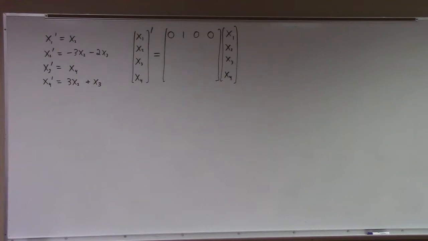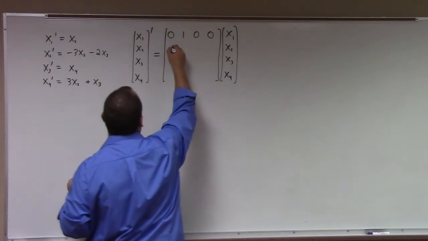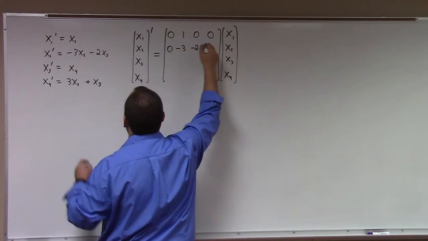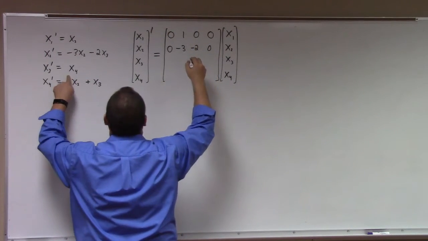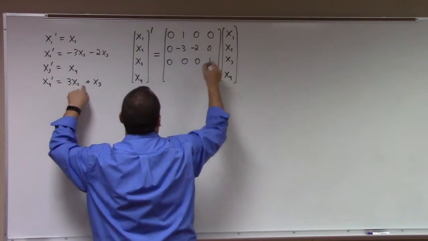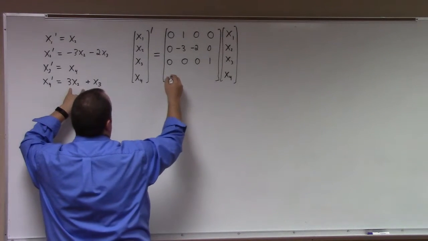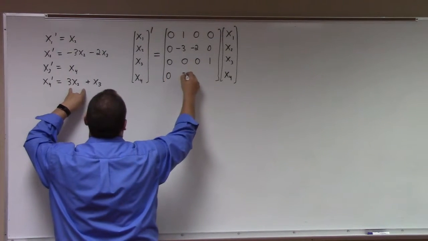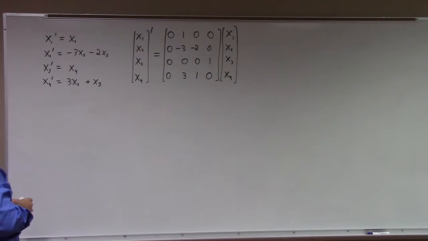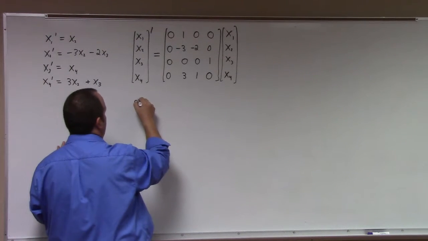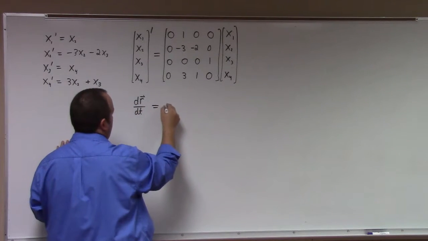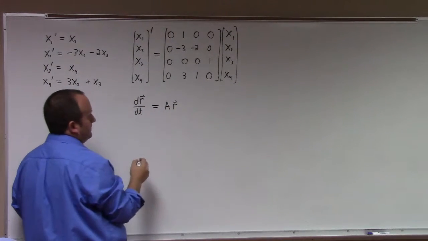The next one, we put 0, minus 3, minus 2, 0. That gets this equation. To get this x4 here, we do 0, 0, 0, 1. This one, we do 0, 3, 1, 0. So what you're looking at here, we can write more symbolically as, let's say, dr dt equals AR, right?